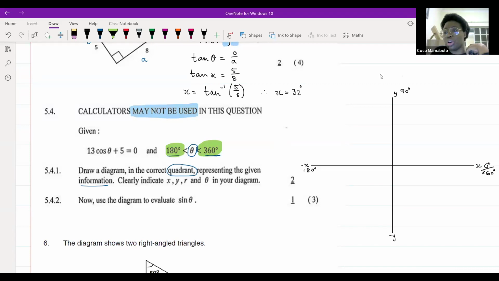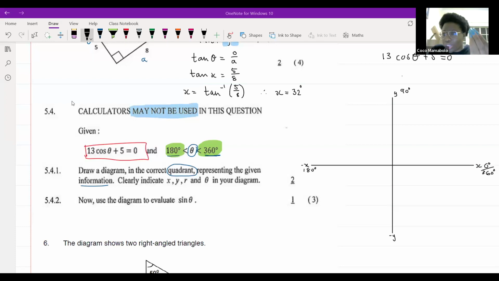But here's what we know, guys. We've got this. So we're going to use this. We're going to reconfigure that to get what we want. Here's what I'm going to do. I've got 13 cos theta plus 5 is equal to 0. I'm going to take absolutely everything else and move it over to the other side. And yes, Emmanuel, chef's kiss. We want cos theta on its own.